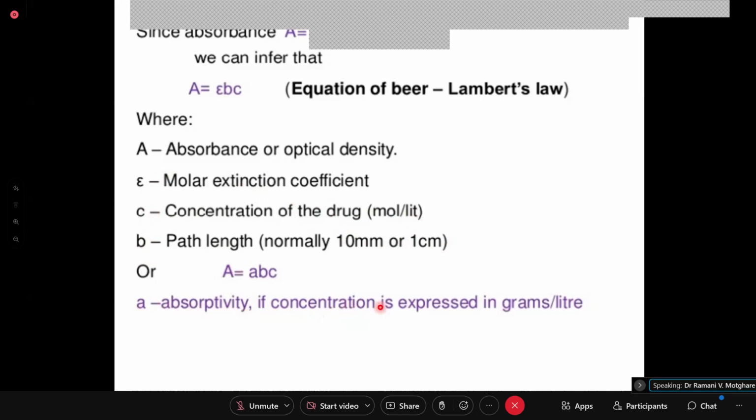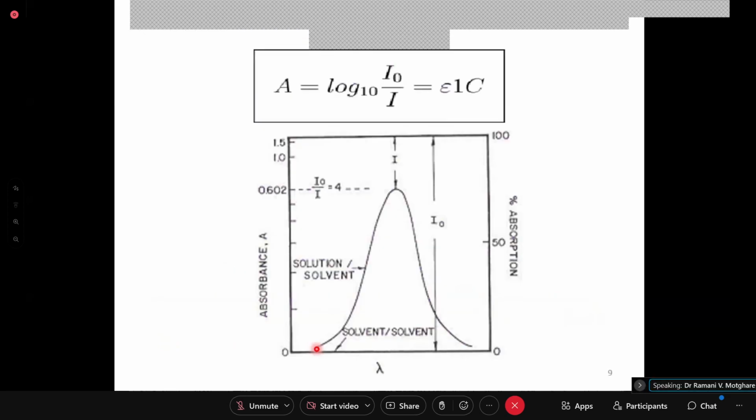Absorptivity, if concentration is expressed in grams per liter, if it is not gram mole per liter. Okay, so here we find absorbance is equal to log to the base 10 I0 by IT, where IT is the transmitted light intensity, epsilon C into 1, because the path length is always 1 centimeter, so it is written 1 here. So this is the absorbance value, and these are the lambda or wavelength.